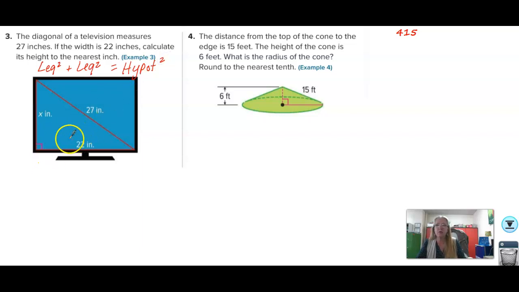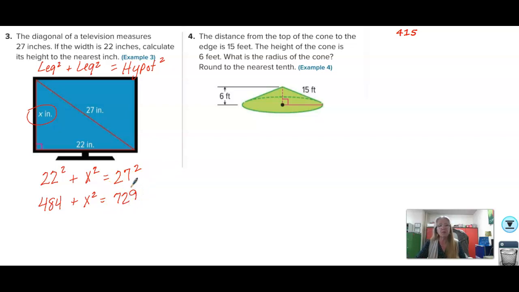Right? So I know one leg and I don't know the other. The first leg I know is 22 squared plus x squared. That represents this leg that I don't know what it is. Equals 27 squared. Remember, everything has to be squared. So now 22 squared is 484, much more reasonable number than we had before. 484 plus x squared equals, and 27 squared is 729.